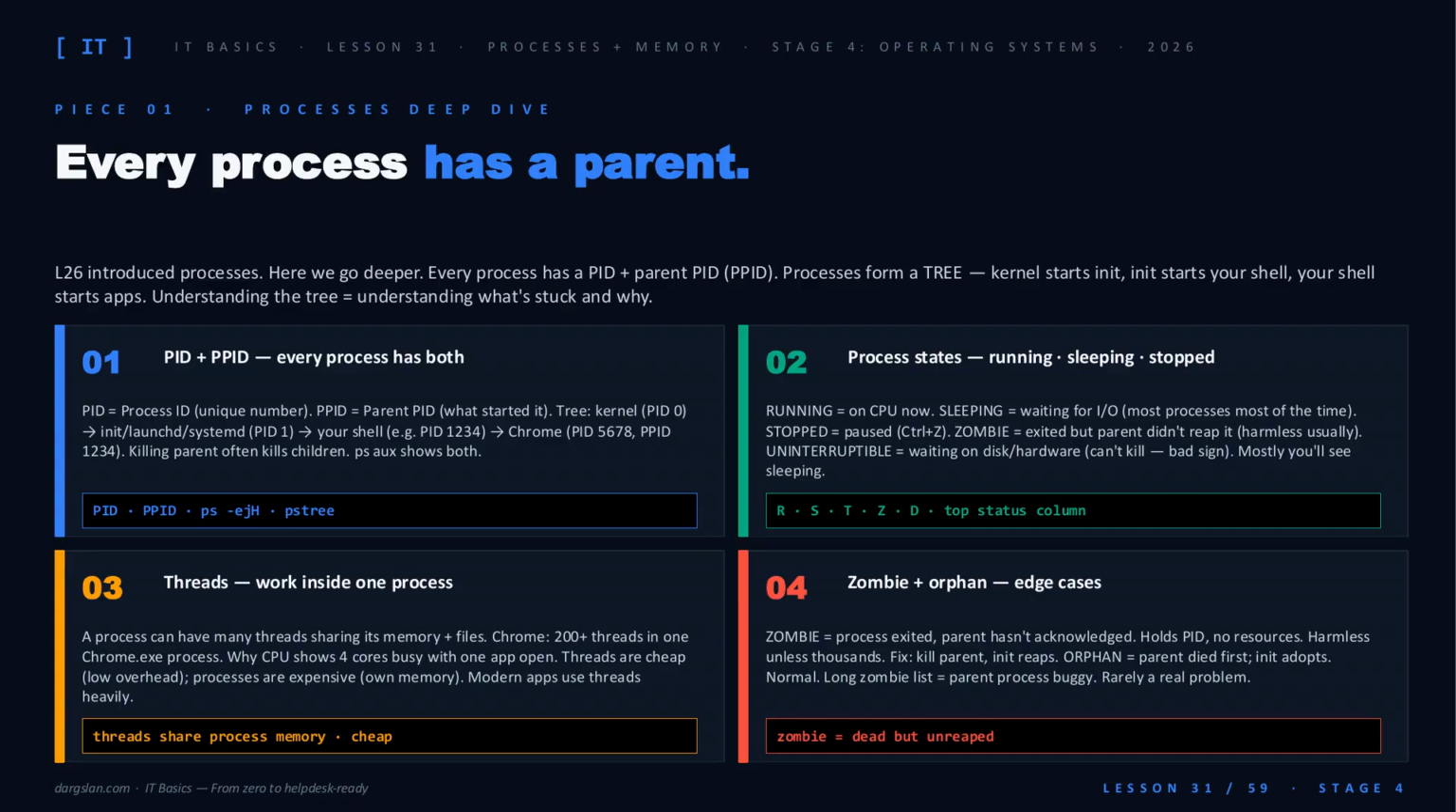Now, those processes live in states: running on CPU, sleeping waiting for I/O, which is most of them, honestly, stopped, or the spooky ones, zombie and uninterruptible. Inside a single process, you've got threads, cheap little workers sharing memory. That's why one Chrome tab can light up all 4 cores. And zombies: a process that died, but its parent never checked the body. Harmless unless you've got thousands, then the parent's buggy.